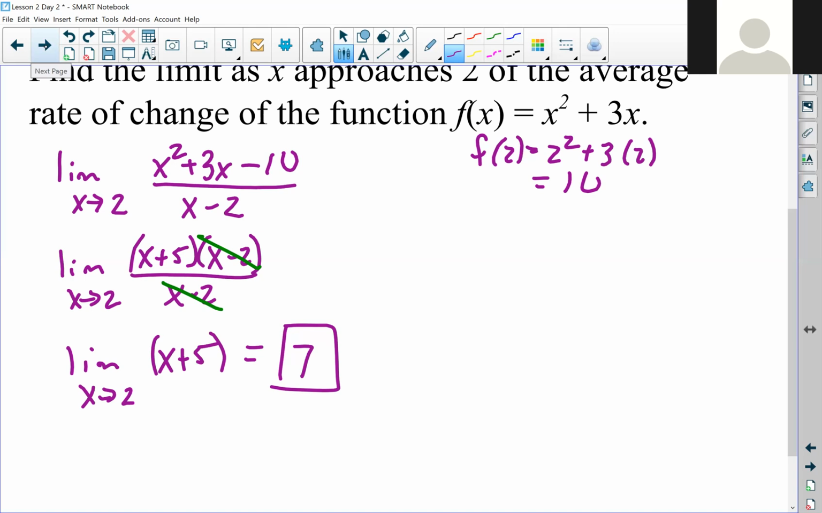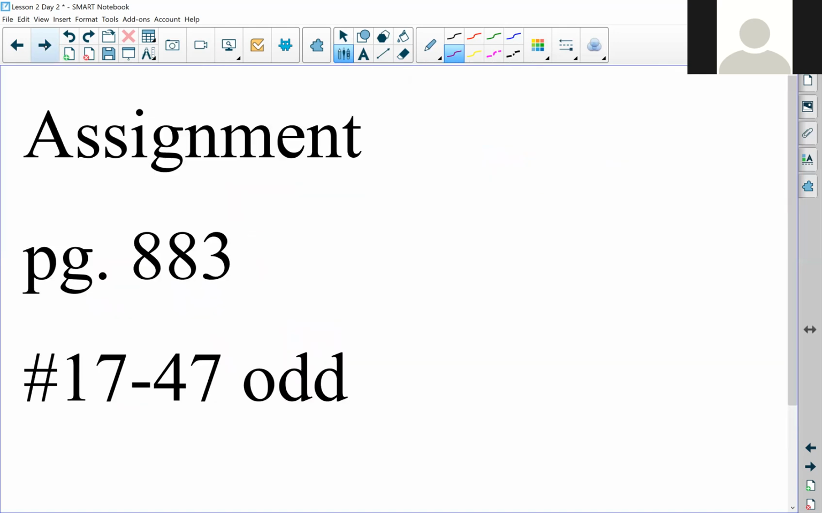All right. So you're going to do just the odds, 40 on page 883, for number 17 through 47. I did post a photocopy of the page for lesson 2 as well as for lesson 1 in Schoology, so they are there for you if you need it.